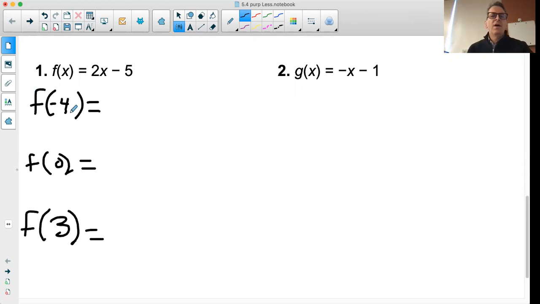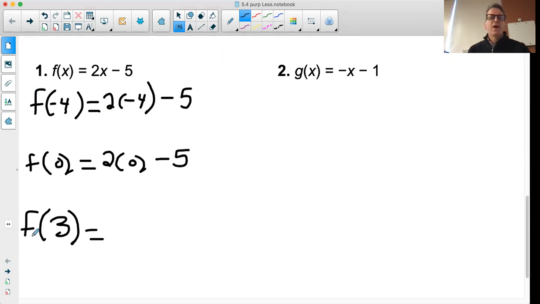Okay. All right, so then we go ahead. We're going to substitute in for x -4. So we go 2 times -4, and then subtract 5, okay? So down here, I'll go 2 times 0, and then I'm going to subtract 5. F at 3, I'm going to have 2 times 3 there, and then I'm going to subtract 5. Okay, sometimes it's easy to see how this is just a substitution, but the function notation just replaces the y. And so let's go ahead and just solve this.